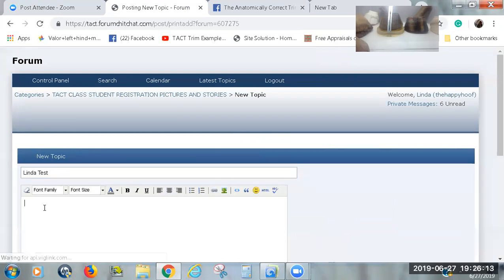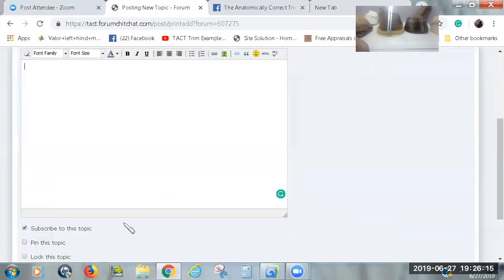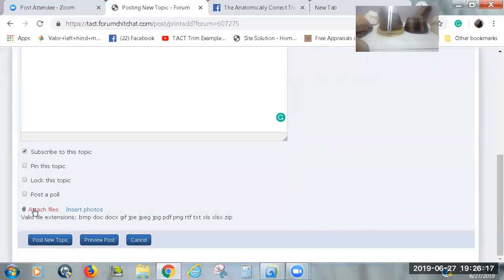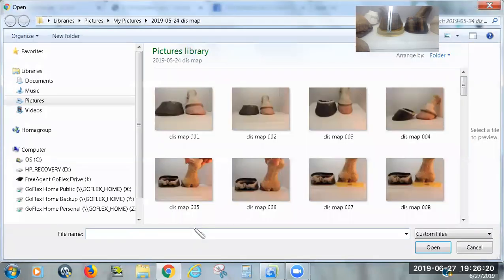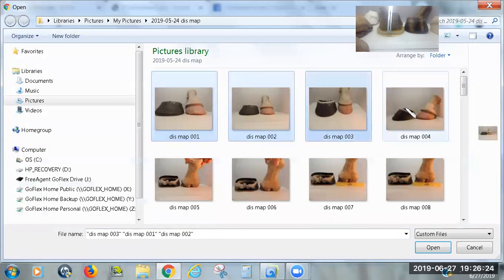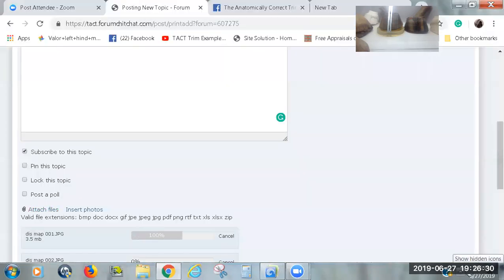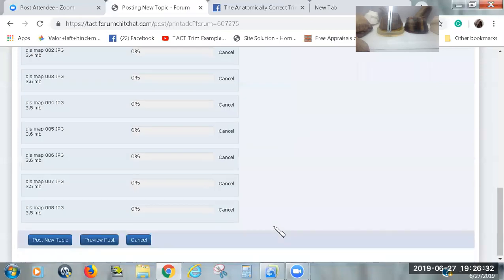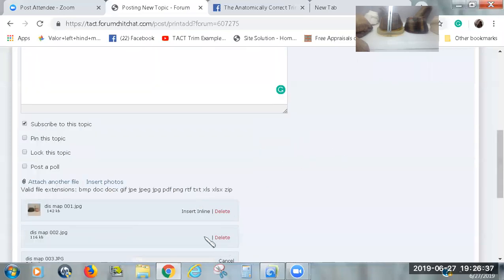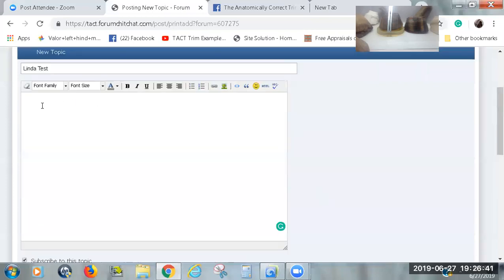And so you come in here and you write your story. Then you come down to the bottom here where it says attach files. And then you attach as many files as you want. Okay, and open. And see, it puts them all right there. Now you don't want to insert them. See where it says insert line? Don't do that.